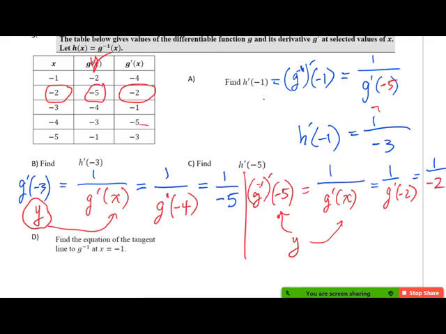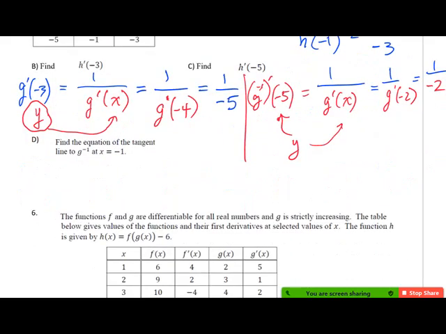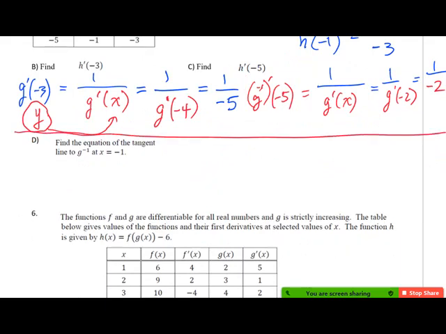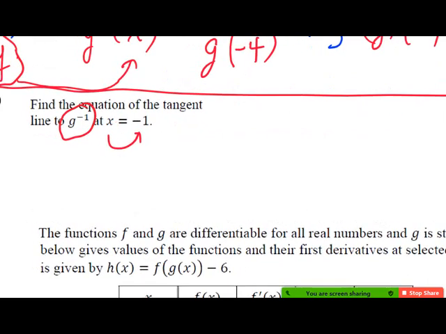Or -1/2. Okay? Now the whole point about keeping up with the x's and the y's really comes into play on D. And let's talk about the x's and the y's. When they ask about the tangent to g inverse, and they say x is equal to -1, since they have referred specifically to the inverse in this problem, then whatever they say is x, that's the x of the inverse. Everyone see I'm adding a little i on the end as best I can? Here, I'll do it this way.